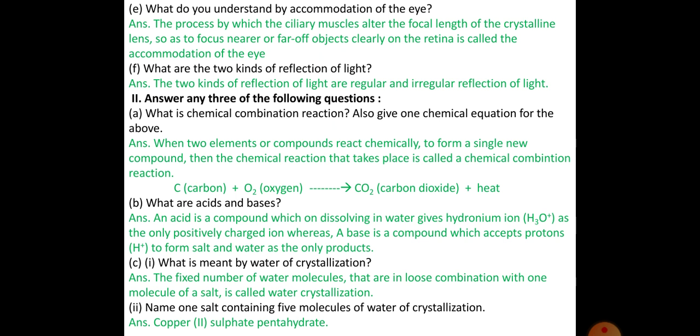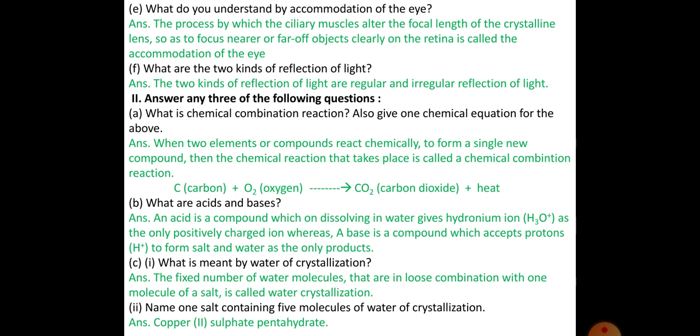What are acids and bases? An acid is a compound which, dissolved in water, gives hydronium ion as the only positive ion, whereas a base is a compound which accepts the proton, that is H plus, to form salt and water as the only product.